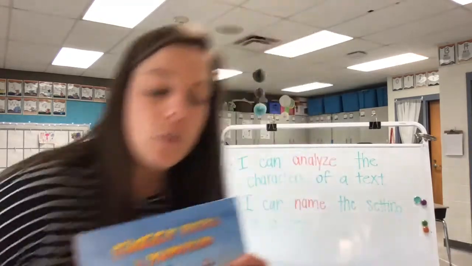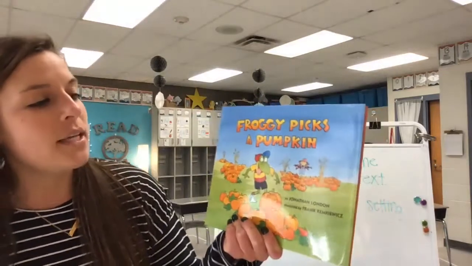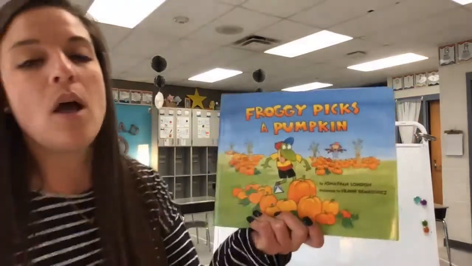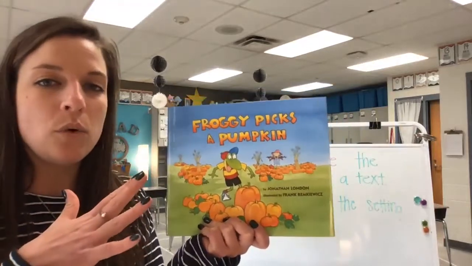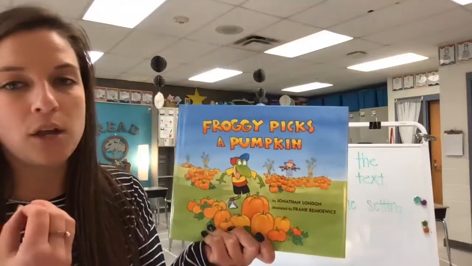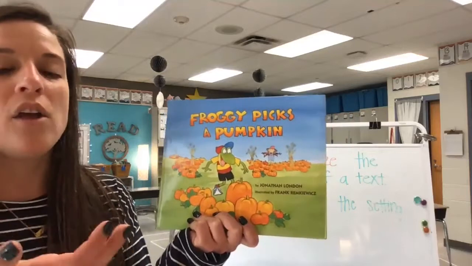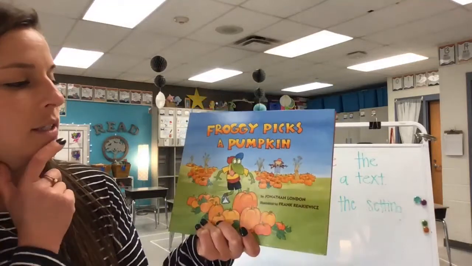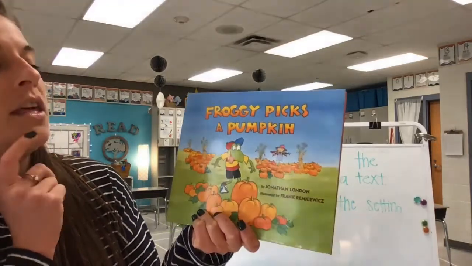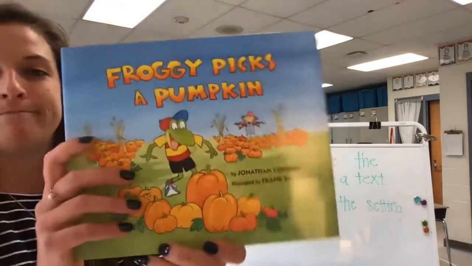Yesterday we read the story of There Was an Old Lady Who Swallowed a Bat. Today we're going to read the story Froggy Picks a Pumpkin. So we're reading stories that have fall as kind of a theme. In each of these stories, I want you to really think about the characters, who they are, what are they doing, and where are they? Why are they going there? Okay, so as readers, we should always be asking ourselves some questions. This story is written by Jonathan London and illustrated by Frank Remkiewicz.